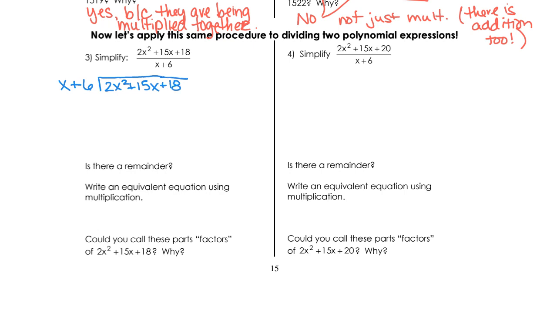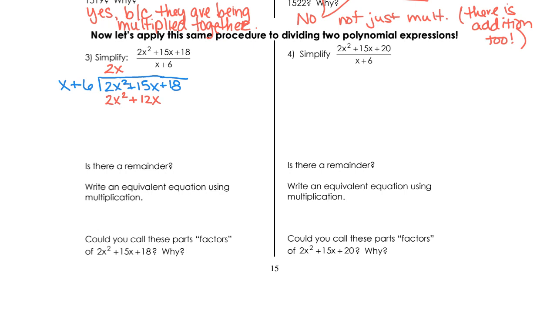All right, so what we should be concerned about is just the x going into the 2x squared, even though the 6x will follow. So we're going to say x times what is 2x squared, and the answer is 2x. All right, and now we're going to go ahead and multiply. So 2x times x is 2x squared, and then 2x times the 6 is plus 12x.